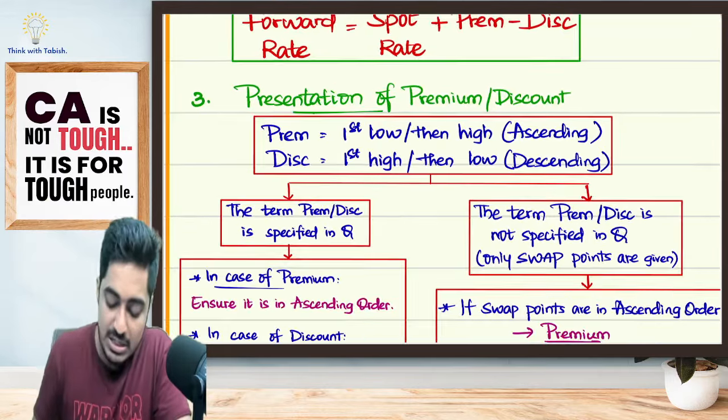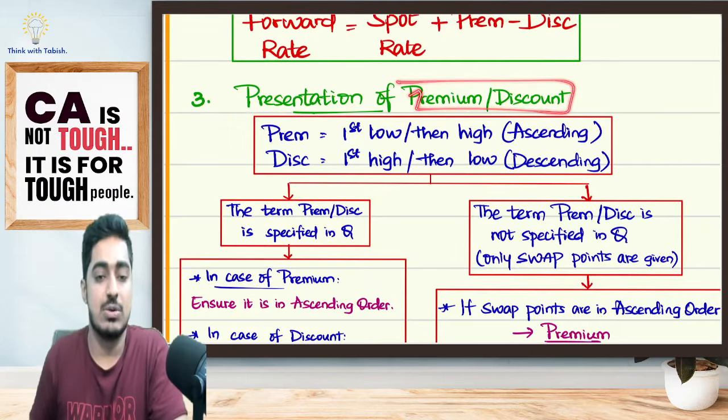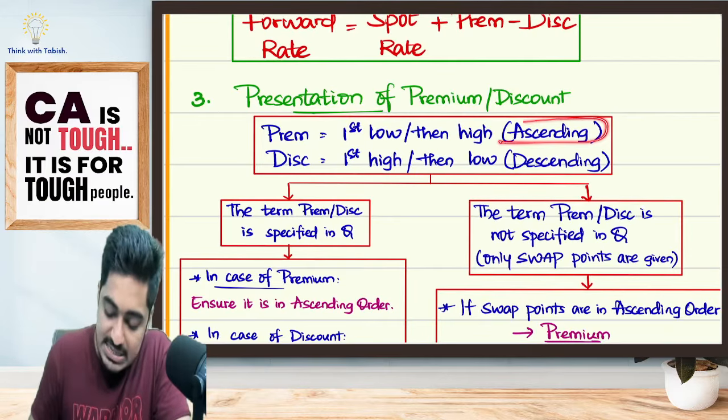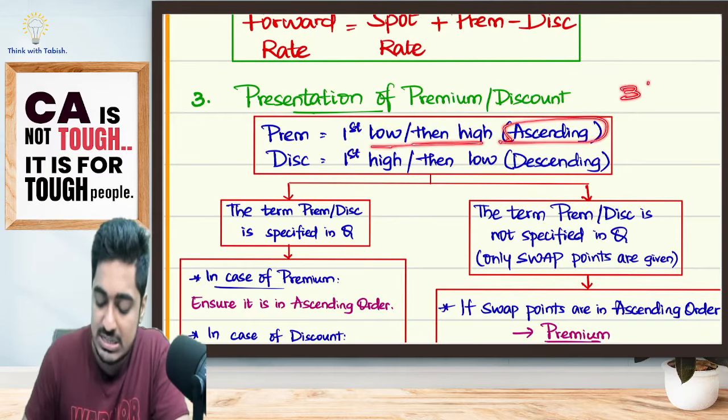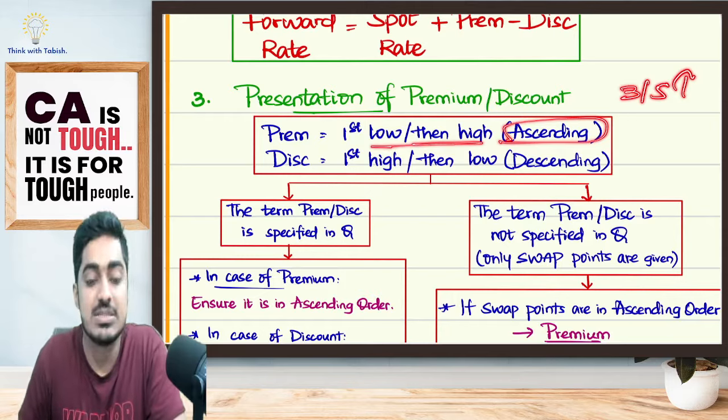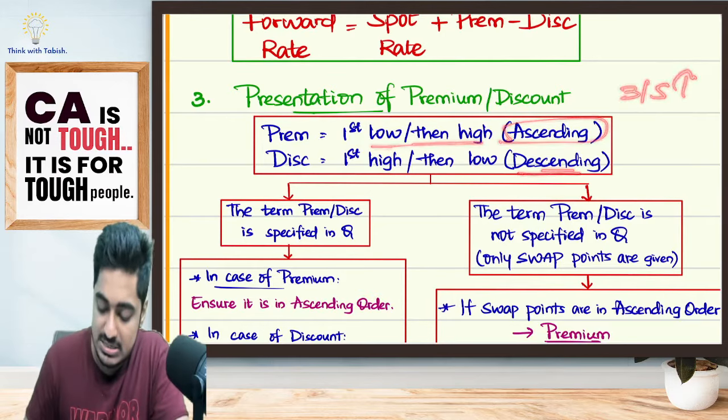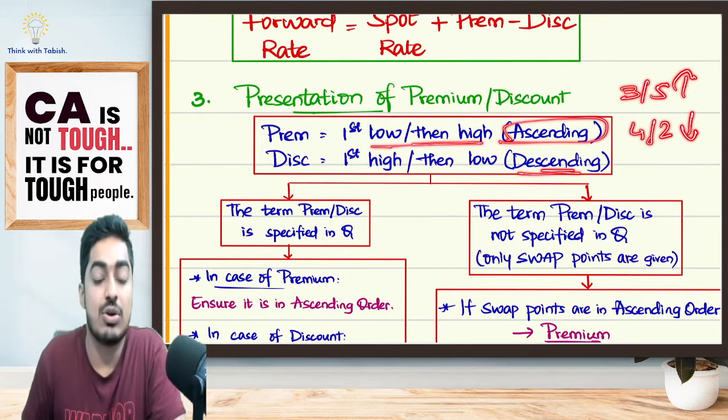Very important thing: how do I present my premium or discount? Premium will always be in ascending order, that is first low, then high. Suppose the question says 3/5, ascending order, it is a premium. Suppose it is in descending order, say 4/2, descending order, it is going to be a discount.